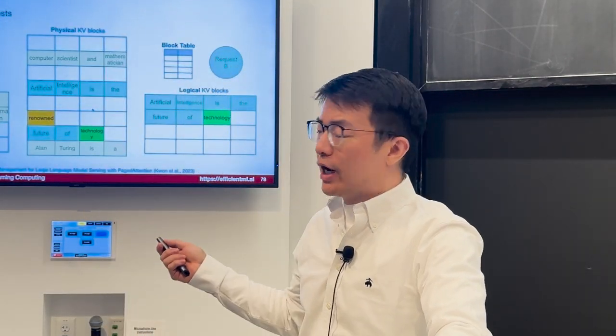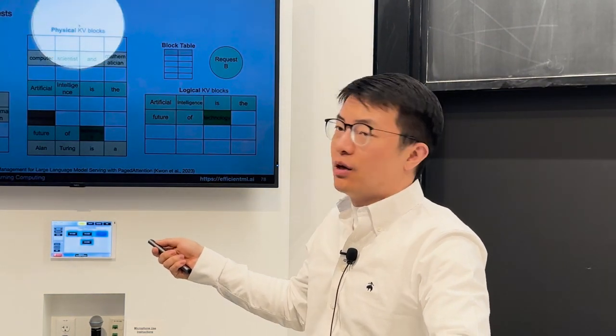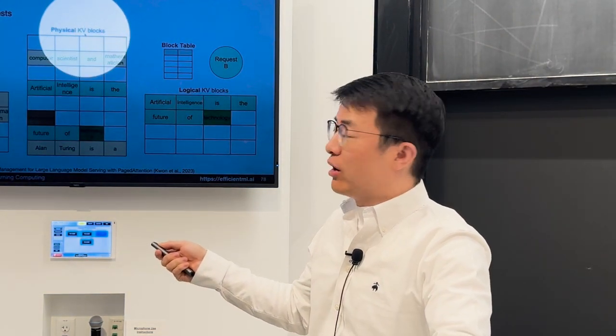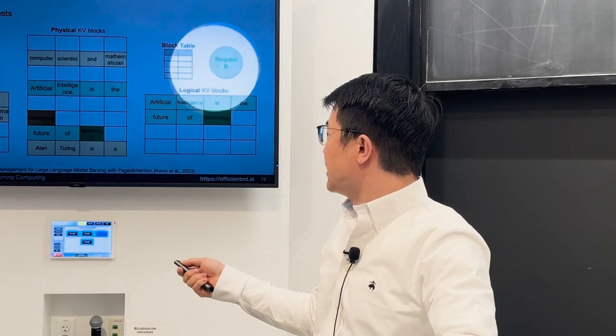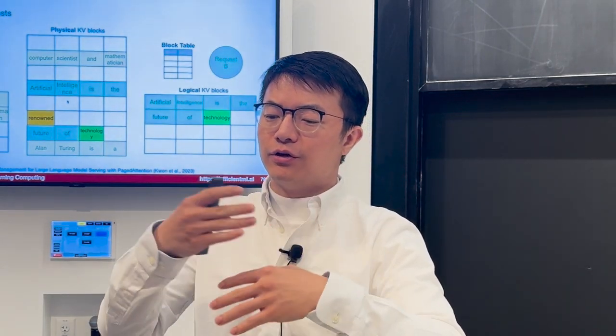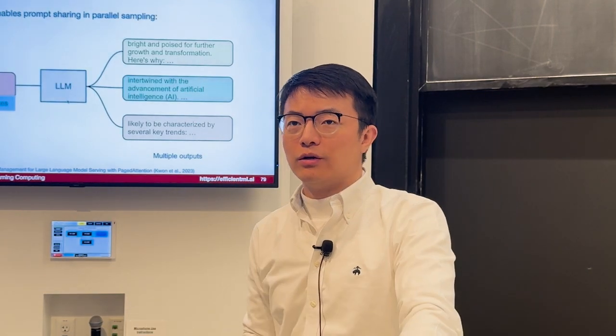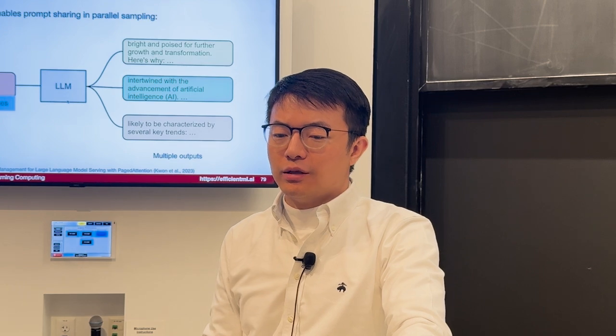In this way, when we are having 2 requests, request A and request B, they can work with the same physical KV block. Okay, the yellow part belongs to request A, the green part belongs to request B, and they can interleave without worrying about the fragmentation issue. And the good thing about this vLLM is that we can share. Okay, we can share the prompt.